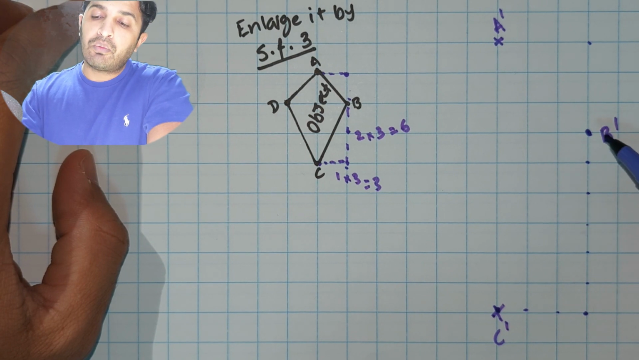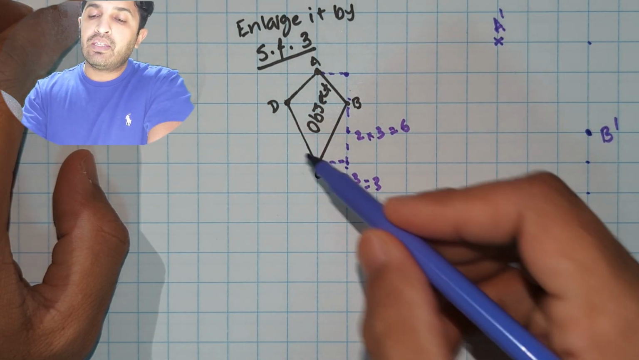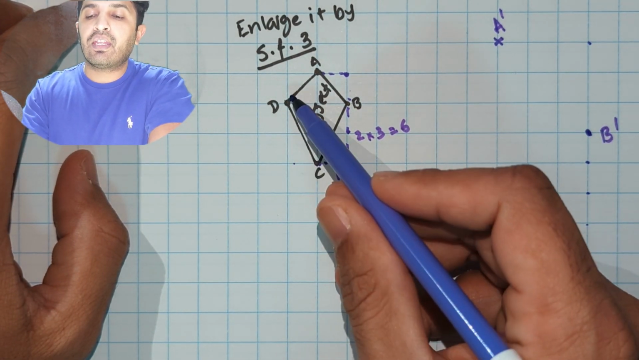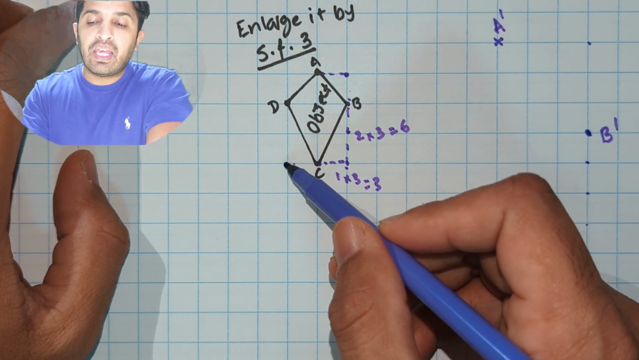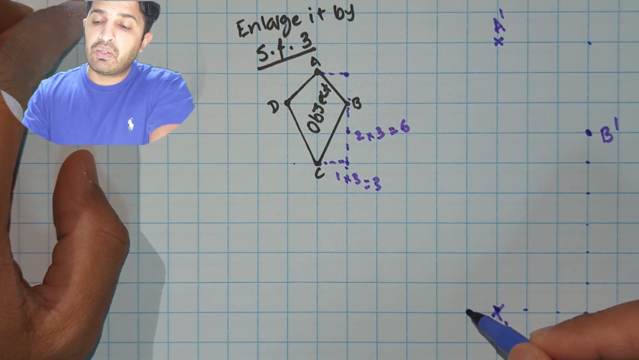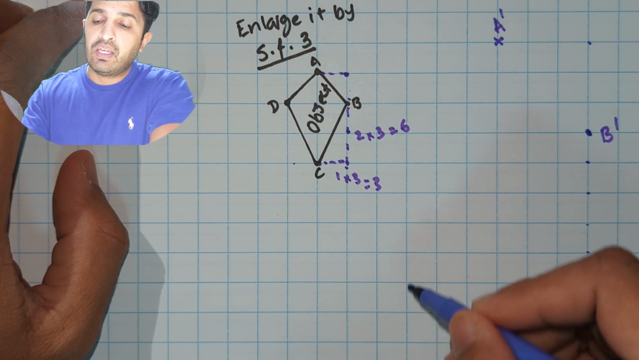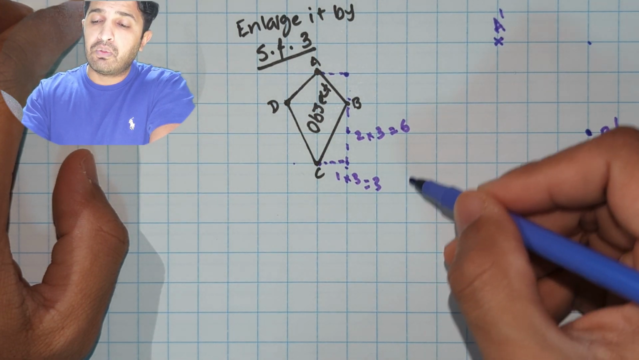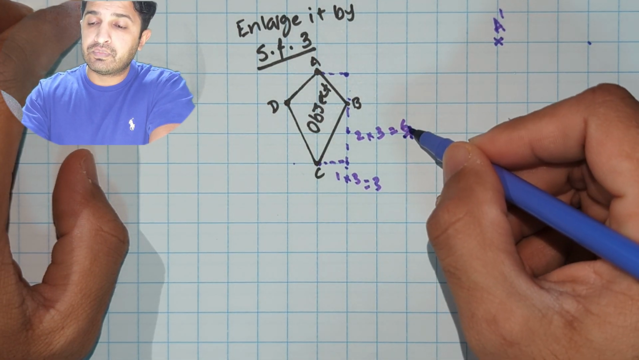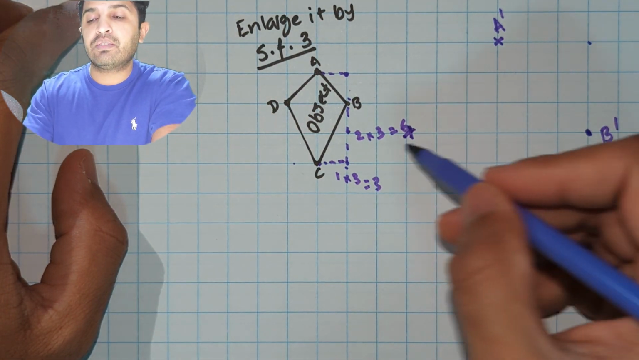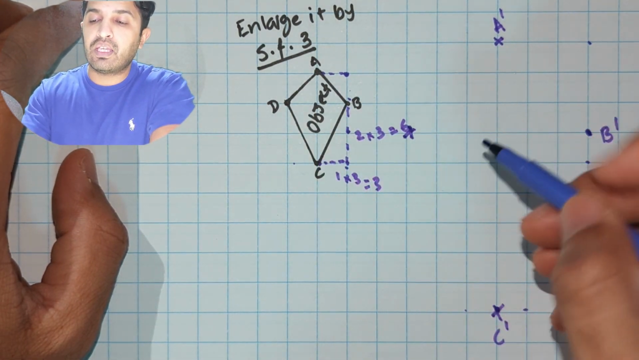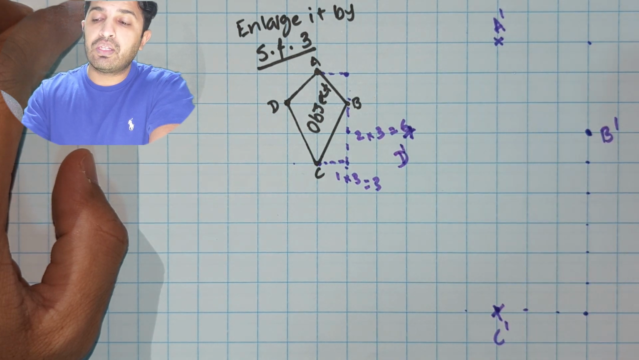And then from C, obviously we're going 3 right, because instead of 1 left and 2 up, we're going to go 3 left and 6 up. So you're going 1, 2, 3, 1, 2, 3, 4, 5, and 6. And that should be in the same line as B as well, because these two, B and D, are in the same line. So this is our coordinate D prime.